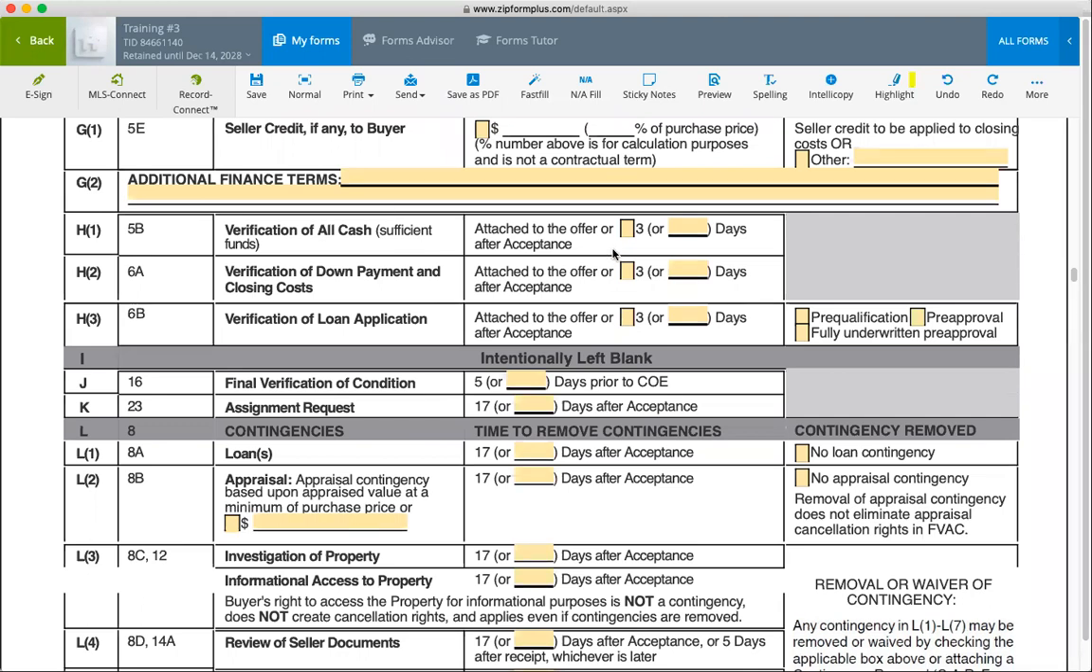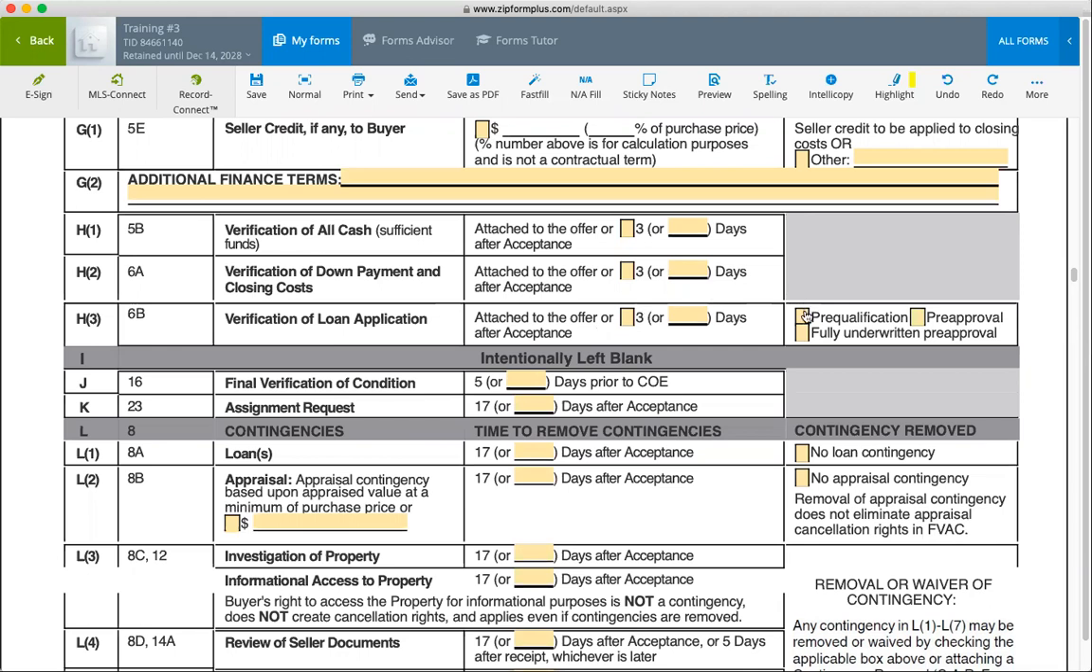You don't want to be spreading the account numbers all over the place. If you didn't want to attach that to the offer, you could check this box and do it within 3 days after acceptance, or some other number of days. Same thing with the verification of down payment and closing costs. The default is that some statement is attached showing that the buyer has the down payment and closing costs, or it can be submitted within 3 days. And then verification of loan application is attached to the offer. That's usually where we have a pre-approval letter from the lender that we would attach to the offer, showing that the buyer has made an application and has been pre-approved.